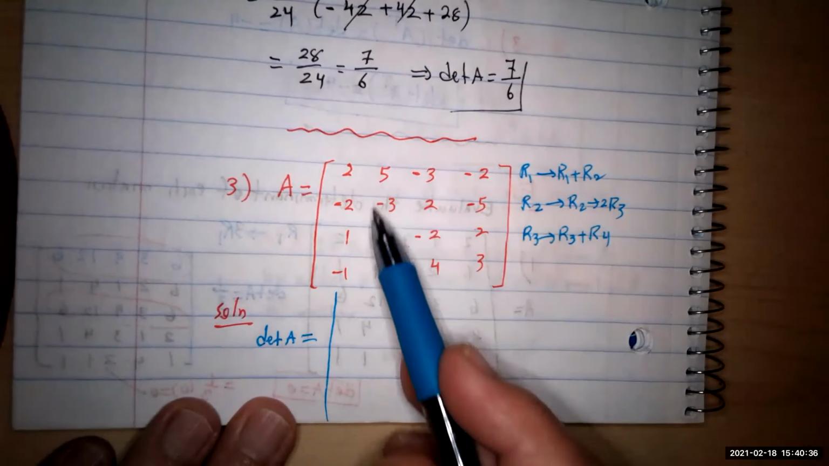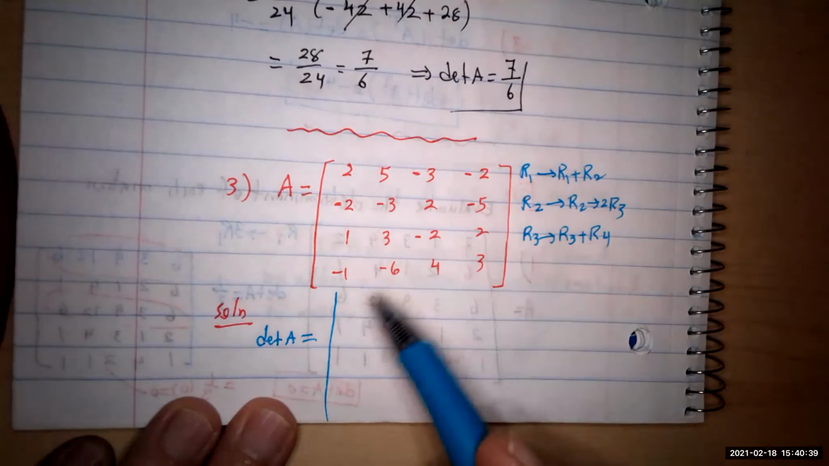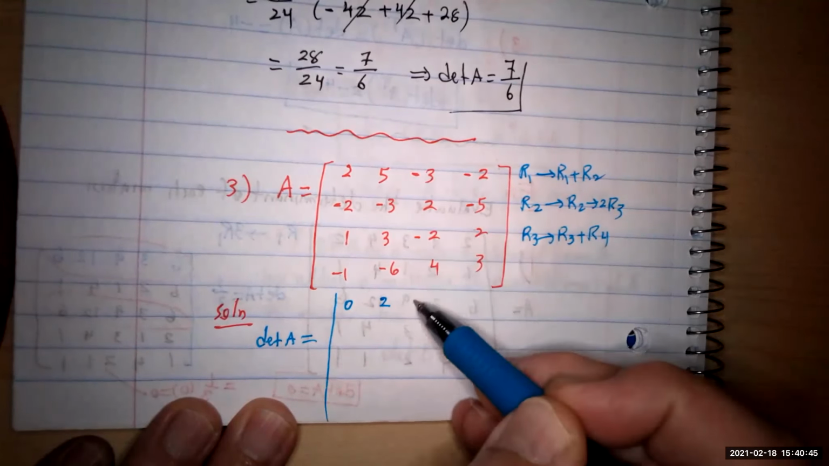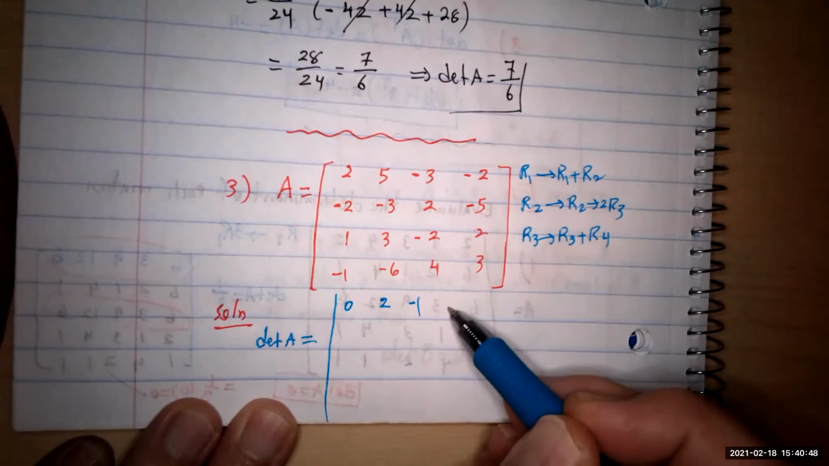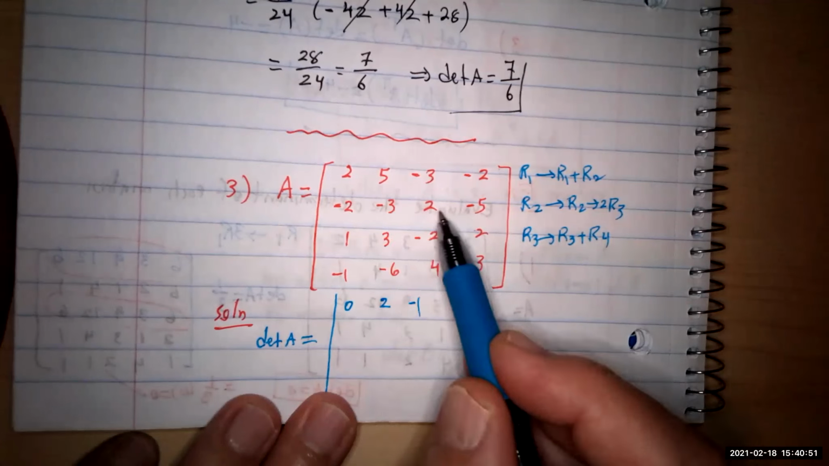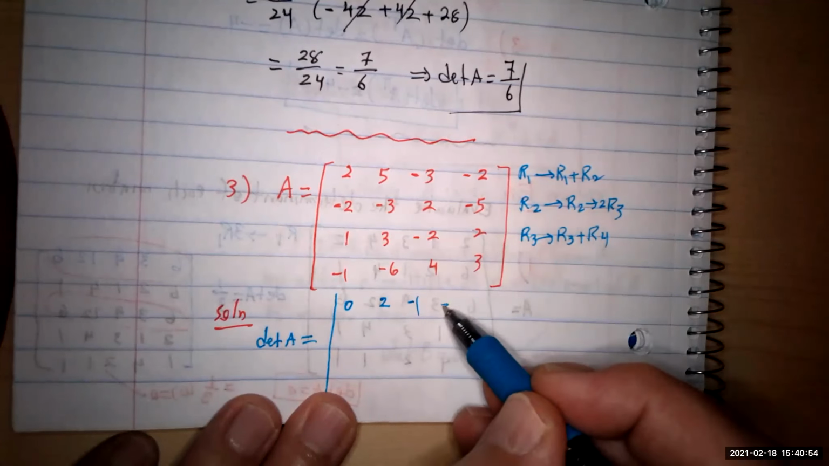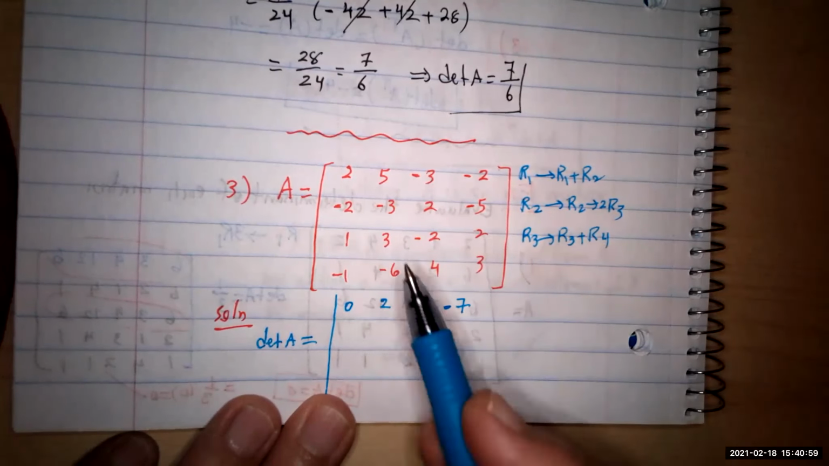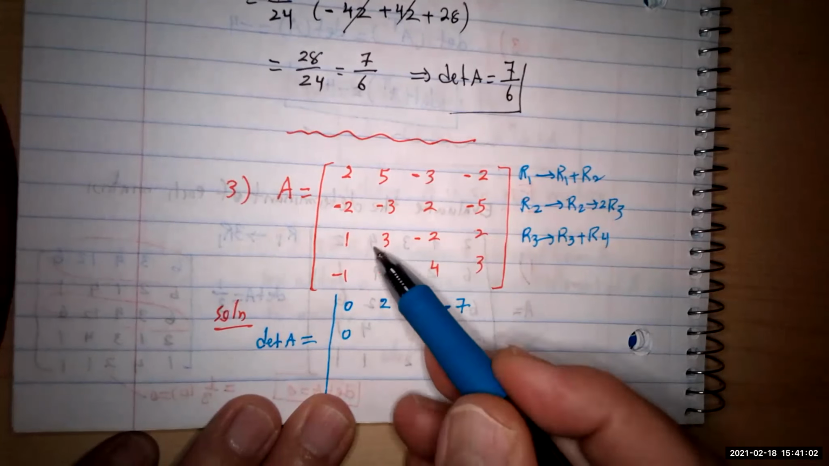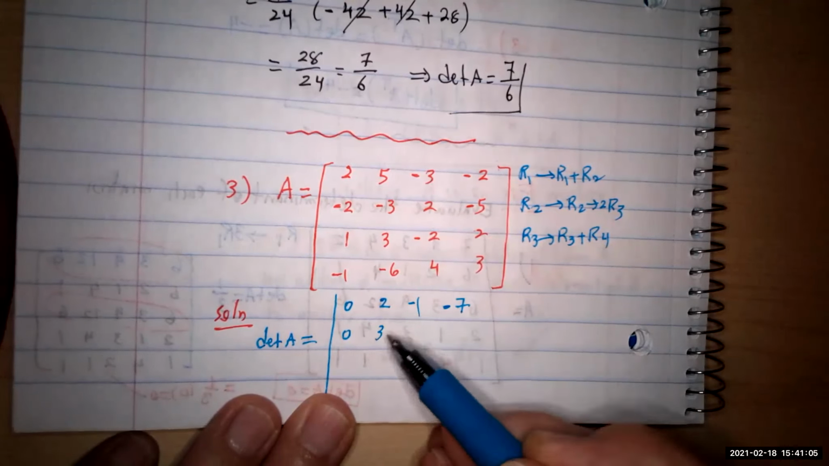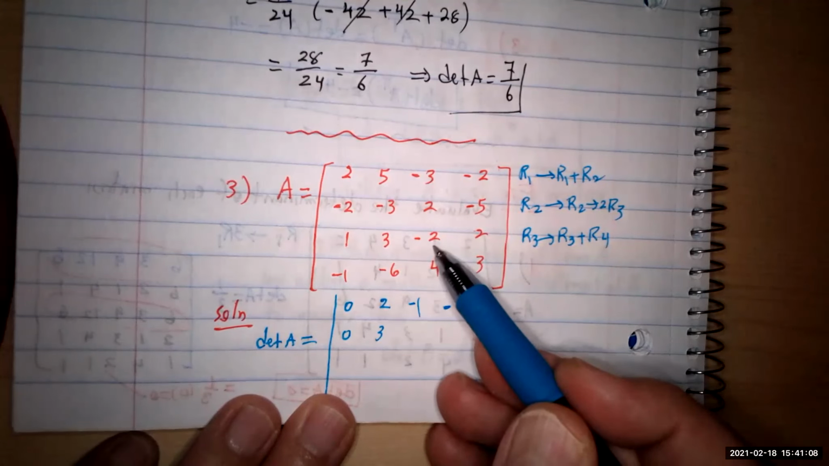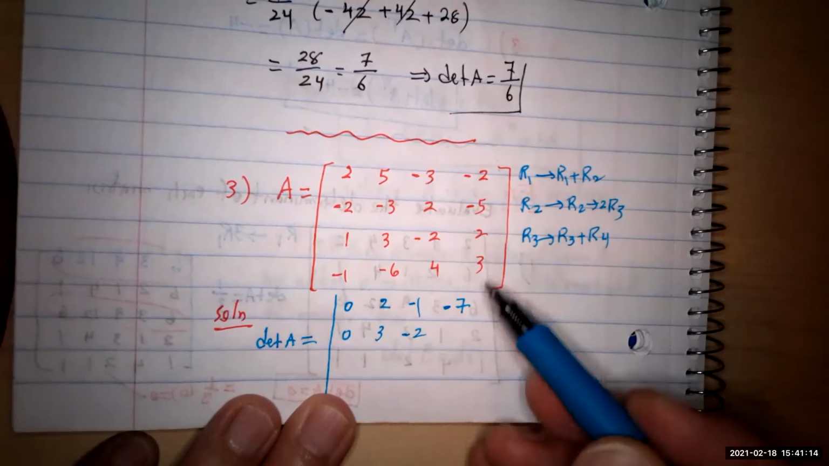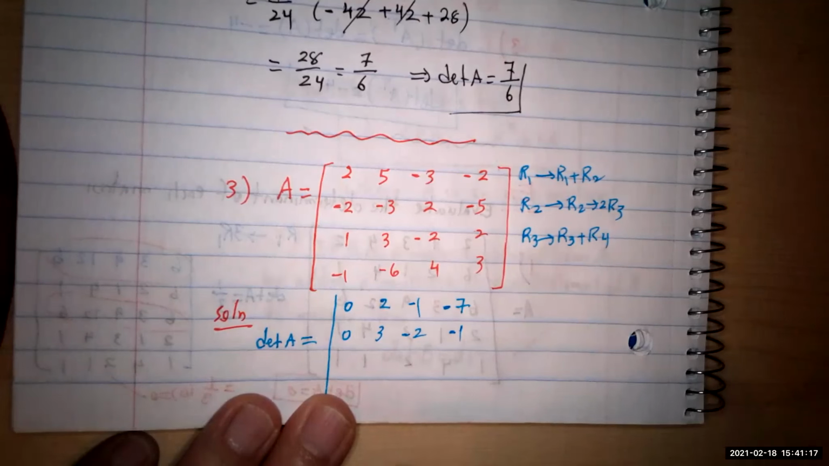Okay, you add R1 and R2. If you add them together, see R1 and R2, that gives you 0. Okay, 0, 0, 2, -1, -7. Done. The next one, R2 and 2R3, that gives you 0. 2R3 makes the 6 into a 3. Here, 2R3 gives you -4, which makes it -2. And 2R3 is going to be 4, which gives -1. You see, that's the case.